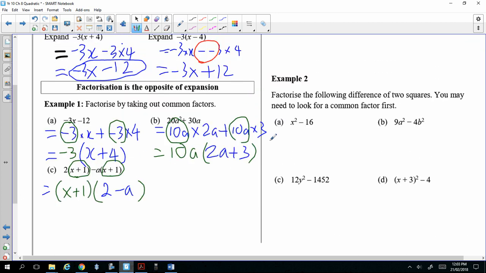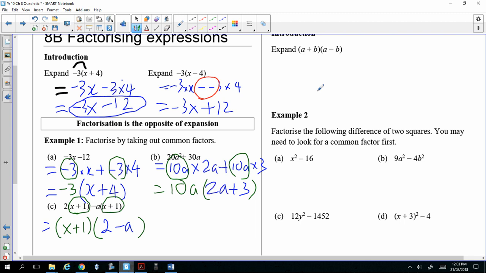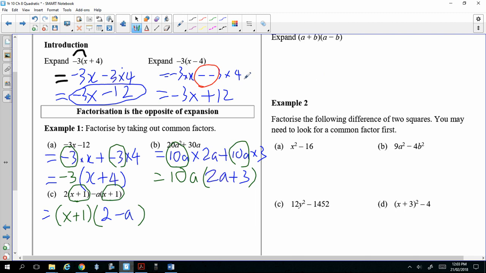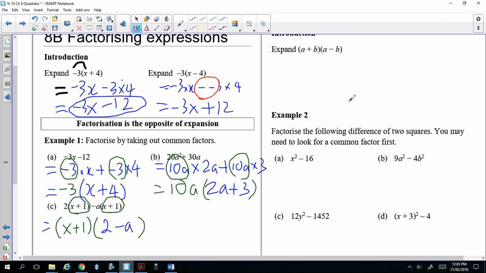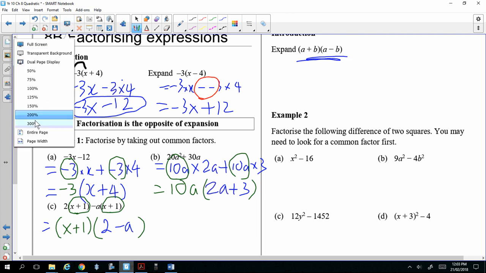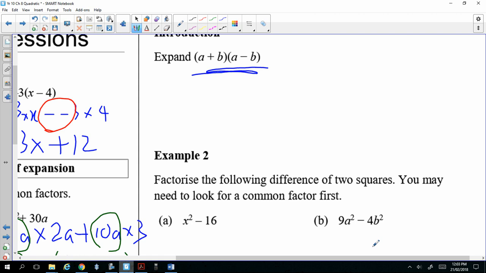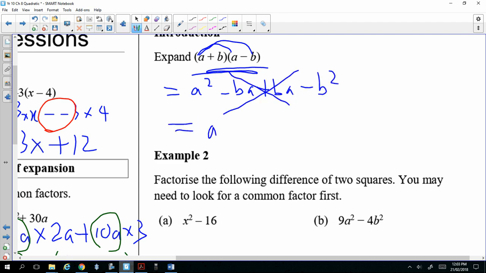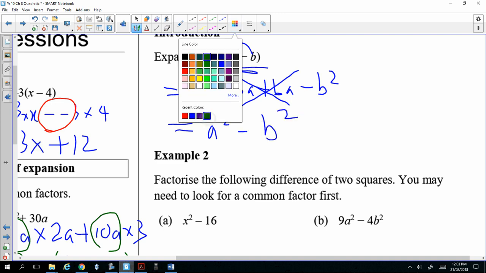And then we're going to go through the other type of expansion. Let's review this expansion. What's this going to become? What do we call that one? Yeah, let's write it down. So that's a difference of 2 squares. And let's repeat the expansion. You get a squared minus ba plus ba minus b squared. The 2 middle terms cancel. That's why you get difference of 2 squares. And today we're going to go backwards, which is factorizing.